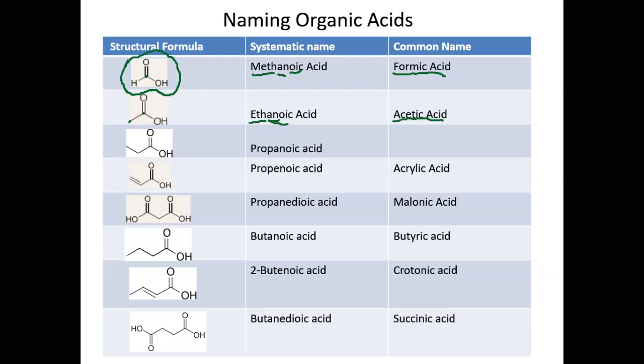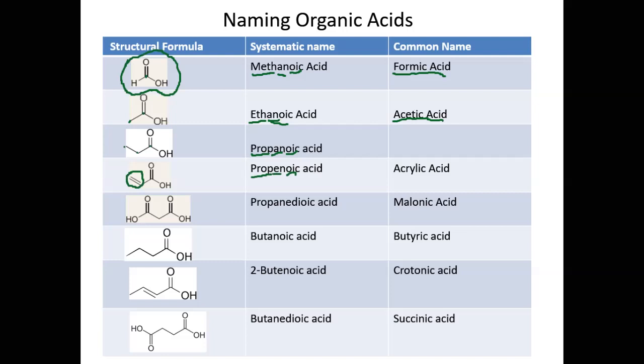Next, we have an acid with 3 carbons. So we use the prefix prop, and these carbons are connected by single bonds. So we use the root and then the ending oic. So propanoic acid. Now, if we have these 3 carbons and at the end we put a double bond, notice the change in the name. It becomes propenoic acid. Ene meaning there's a double bond somewhere in that carbon chain.